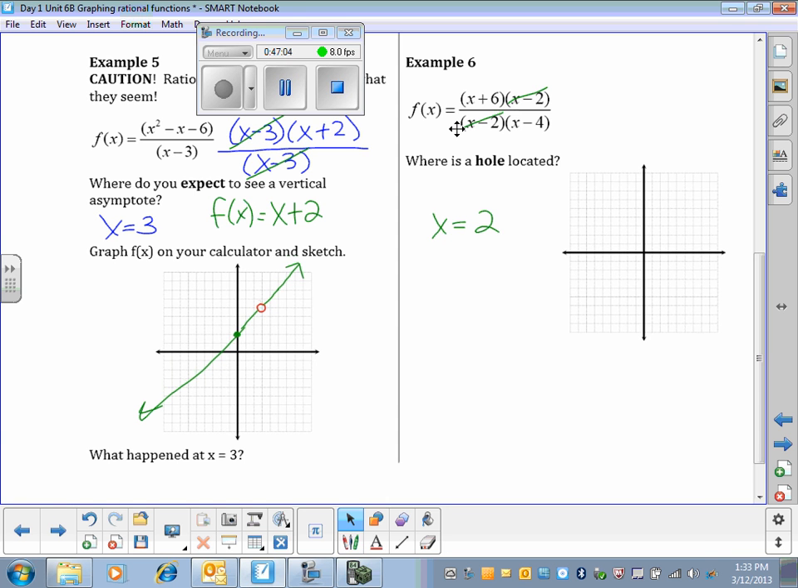We will not be testing you on that, but I want you to see it. It's important. Whatever you cancel out, that creates the hole. This one will still have the hole at x equals 2. So wherever x equals 2 is, you would put a little dot there on your graph. Okay, any questions? That's all I got for you.